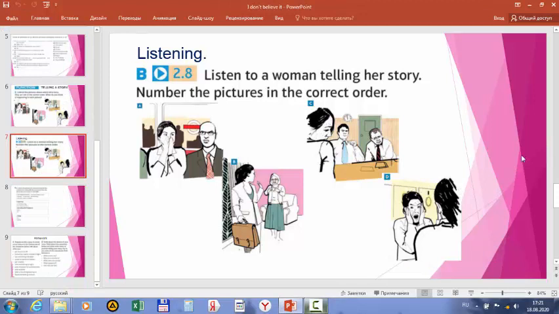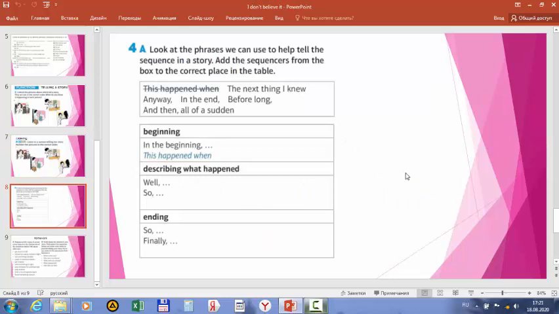So I hope you managed to put all the pictures in the correct order. And right now we shall have one more activity. We shall get acquainted with the phrases which can be used to help to tell the sequence of the story. Add the sequencers from the box to the correct place in the table. For example, usage of these phrases, yes? Beginning, in the beginning, this happened when. Or let's take the last, ending. So, finally, in the end. So, try to put these phrases in the correct column.